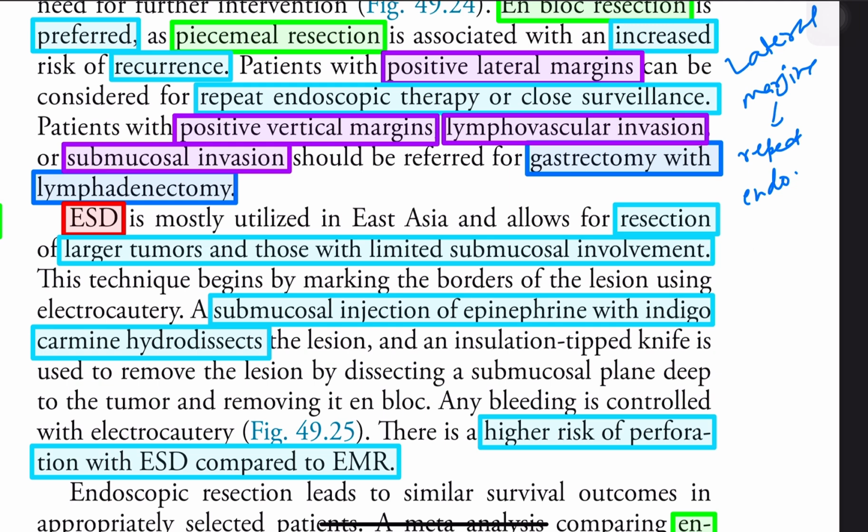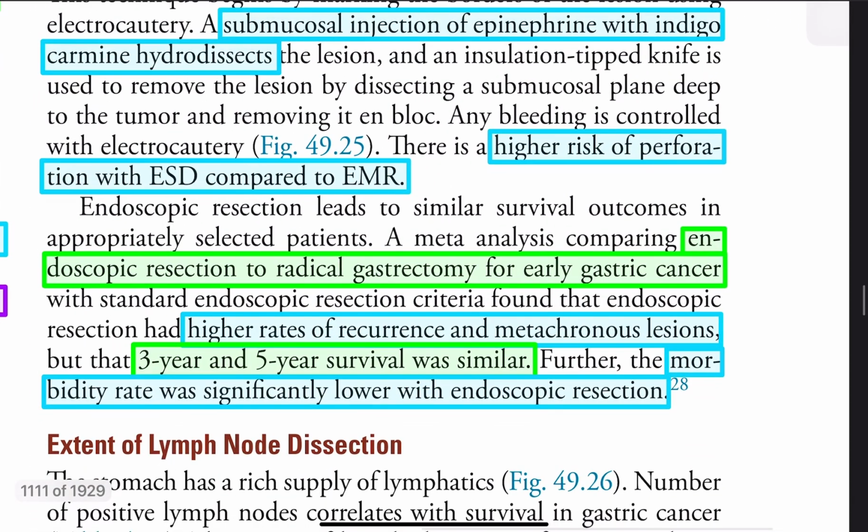In EMR we were using saline. Here we are using epinephrine with indigo carmine. Important. Since this is a more radical procedure compared to EMR, here there is a higher chance of perforation.